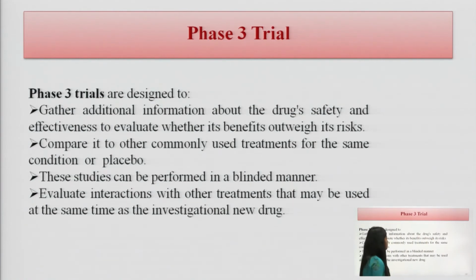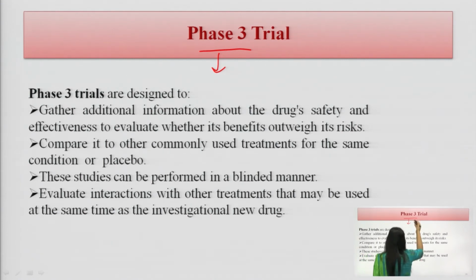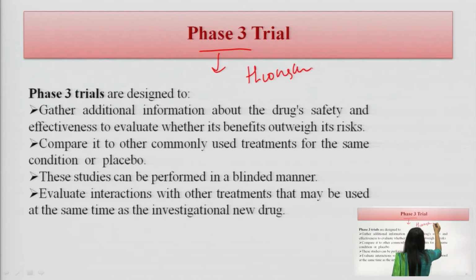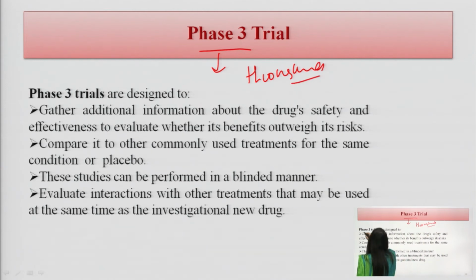In the phase 3 trial, what happens? As I have mentioned, in the phase number 2 trial, the volunteers are patients. Similarly, in the phase number 3 trial, the volunteers are also patients, but the number is increased here. In this trial, the patients are in the thousands. So, we are taking patients in the thousands.